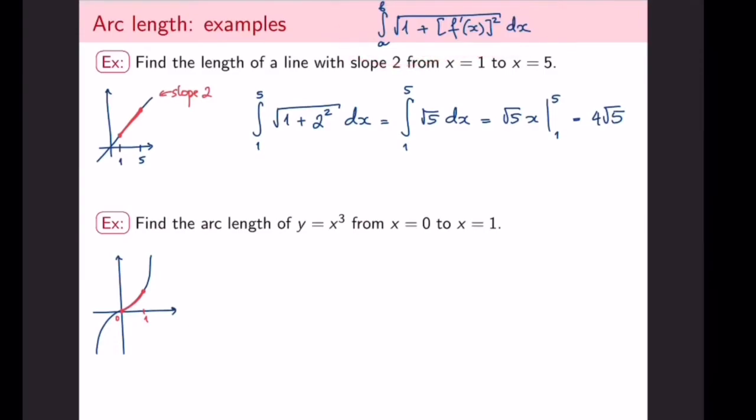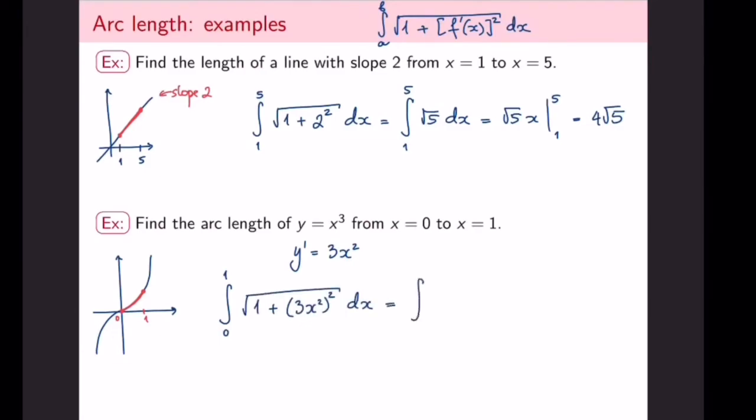Okay, so my function is y equals x cubed. Notice that in the formula I need the derivative. So I'm going to take a derivative here. It's 3x squared. And that's what I plug into my integral. So my integral, again, being in terms of dx, I have to take the x bounds as the limits of integration. So from 0 to 1, square root of 1 plus my derivative, which is 3x squared, squared, dx.